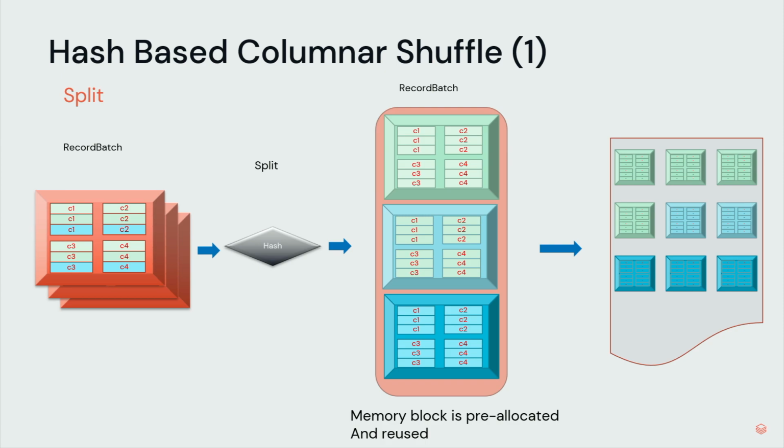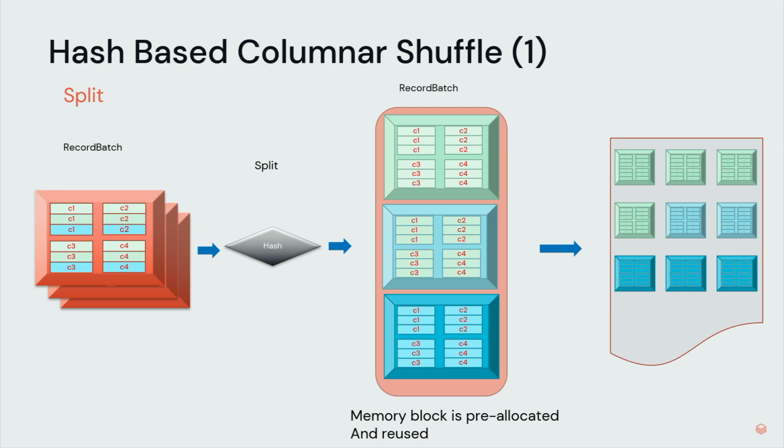I will talk more detail later. And once all the data is shuffled, then we write all the partitions. We write all the data to a large file, and it's placed in the memory, and then sent to the reducer. It's actually very similar to vanilla Spark's hash-based shuffle.